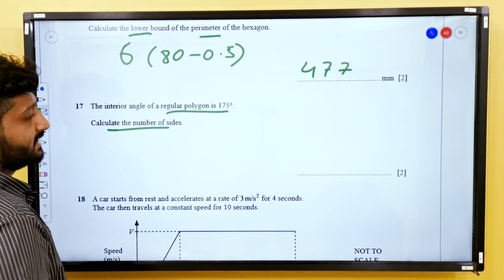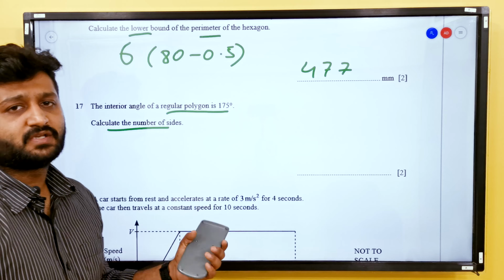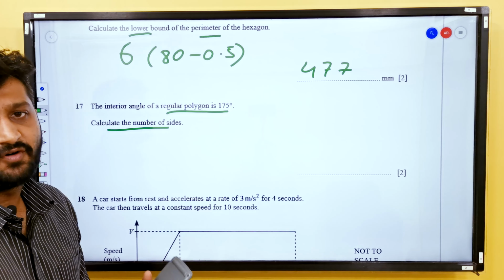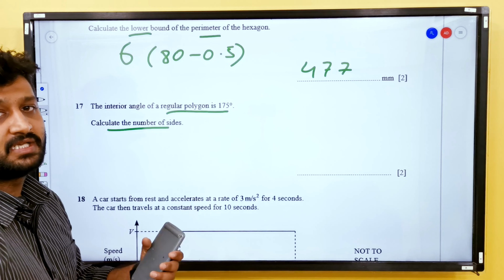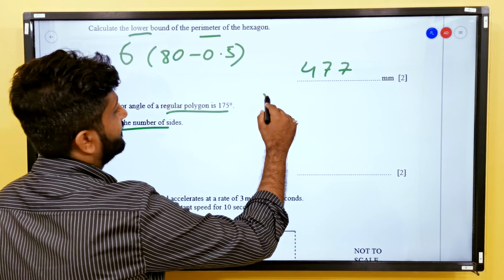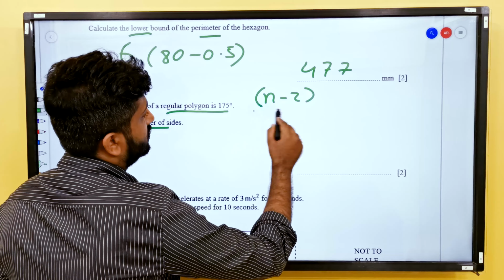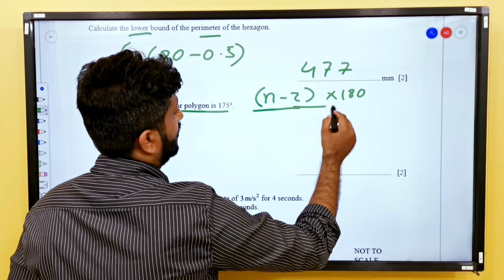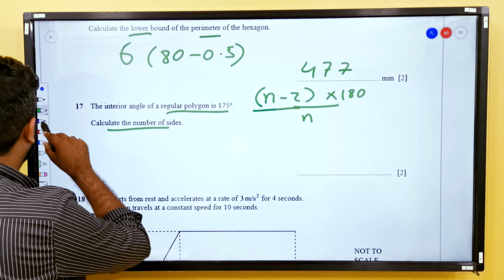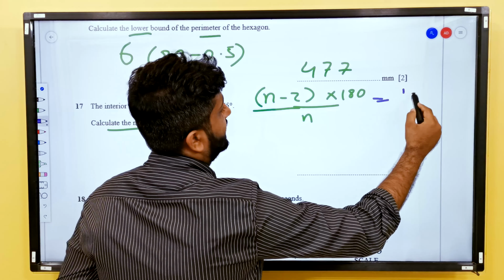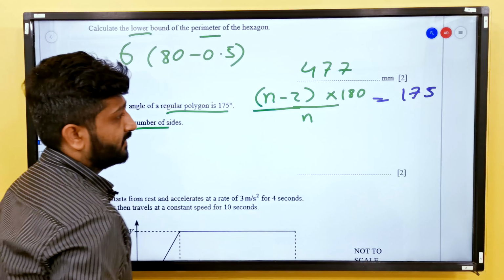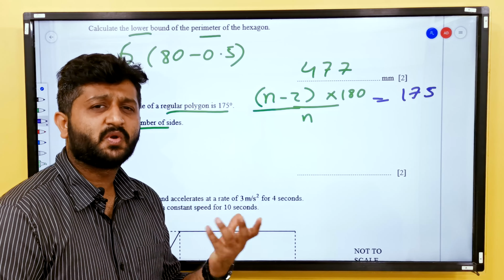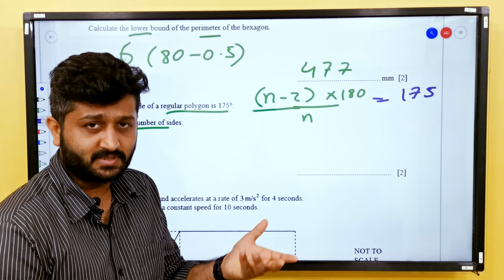Next question. The interior angle of a regular polygon is 175 degrees. Calculate the number of sides. See, there are multiple ways of solving this question. One way is you can use the formula of interior angle, that each interior angle in a polygon is given by (n minus 2) into 180 upon n, and your interior angle here is 175 degree. From this you can find out n, but this is going to be a rather complicated or lengthy process.